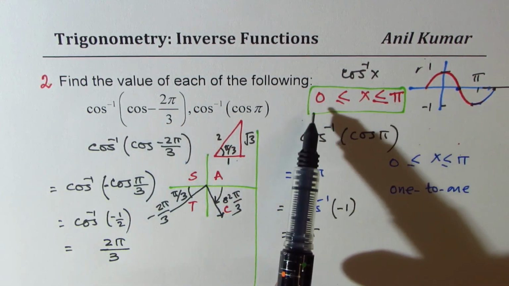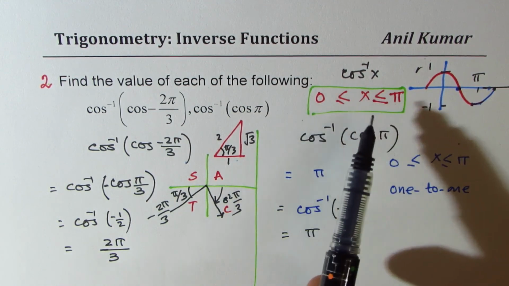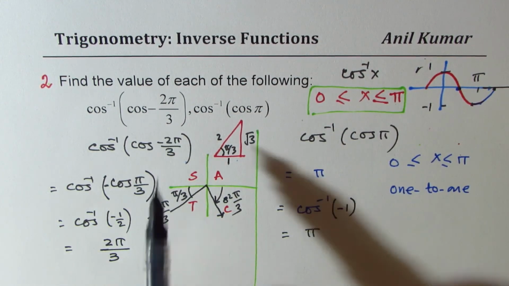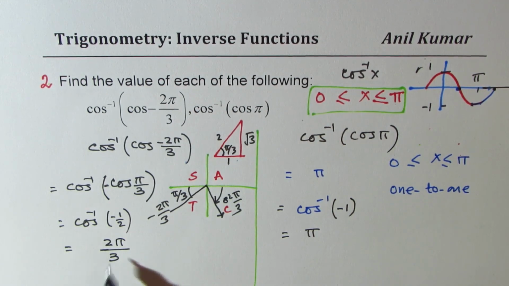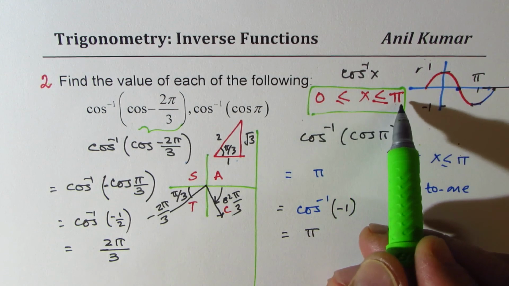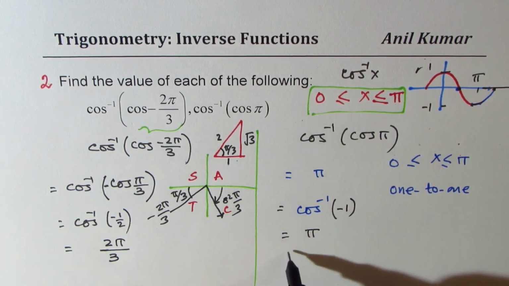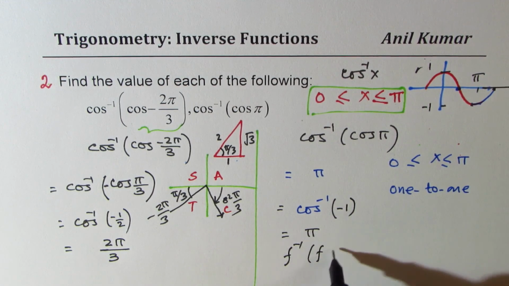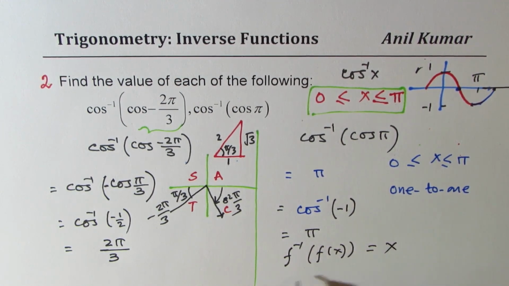It is not exactly the same as x, since x is not in the domain 0 to pi, which makes cosine a 1 to 1 function, correct? So the answer for part A is 2 pi by 3 and for part B is pi. The whole idea in this exercise is to understand that whenever you're doing inverse functions, you have to check whether it is within the domain or not. If it is within the domain, in that case you could always write f inverse of f of x equal to x, in the domain only, otherwise not. So that is what we are emphasizing.